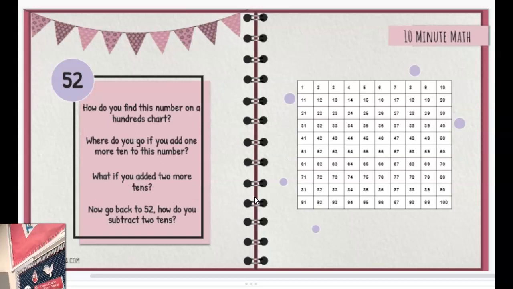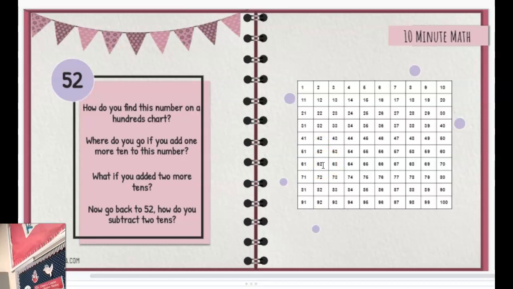Okay, so how do we find this number on the number chart or the hundreds number chart? Where do you go if you add... let's find 52 first. 52 is right here, right there. Right here, 52. Okay, where do you go if you add one more 10 to this? Good, 52 goes to 62.